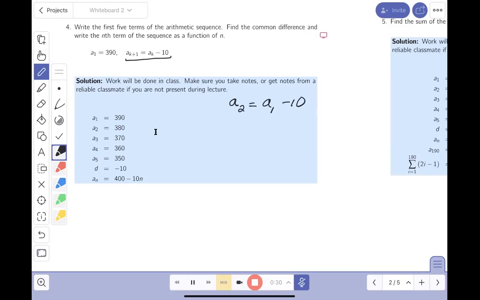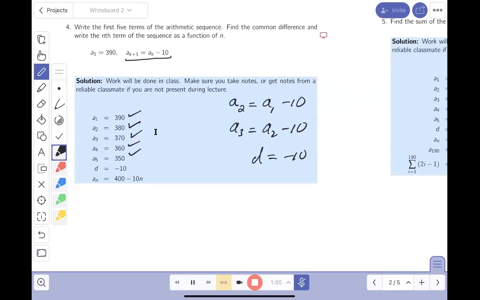Well, that seems pretty easy. If A1 is 390, A2 would be 390 minus 10, which is 380. Let's write down A3. A3 would be A2 minus 10. Well, this couldn't get any easier. It just seems like each term is just 10 less than the prior. So 370, 360, 350. All right, pretty easy. Wrote the first 5 terms down. Then the question is, what's the common difference? Well, I'm going to say D, clear as day, is minus 10. It's going down by 10. All right. I found the common difference.